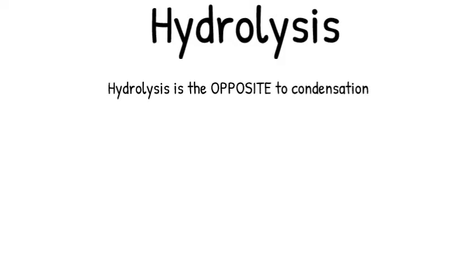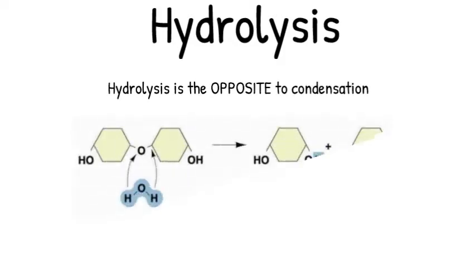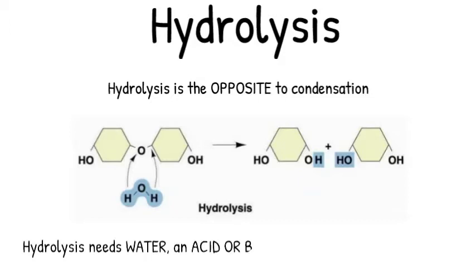Hydrolysis is the chemical opposite to condensation. In condensation, we were joining molecules by removing a small molecule. And in hydrolysis, we are splitting a large molecule by adding in water. Hydro meaning water and lysis meaning splitting. So to hydrolyze something, you need water, an acid or base catalyst, and you need to have heat or, even better, reflux.